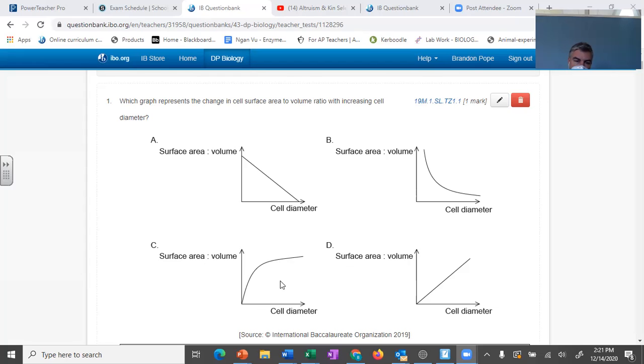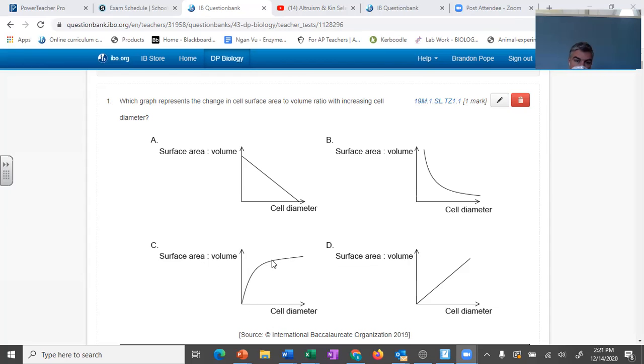I think it's C. If they're not really telling us what the diameter looks like, they're telling us. C actually makes sense to me. What do you guys think? I thought it was C because as it got bigger, the other thing got bigger, but I don't really know.